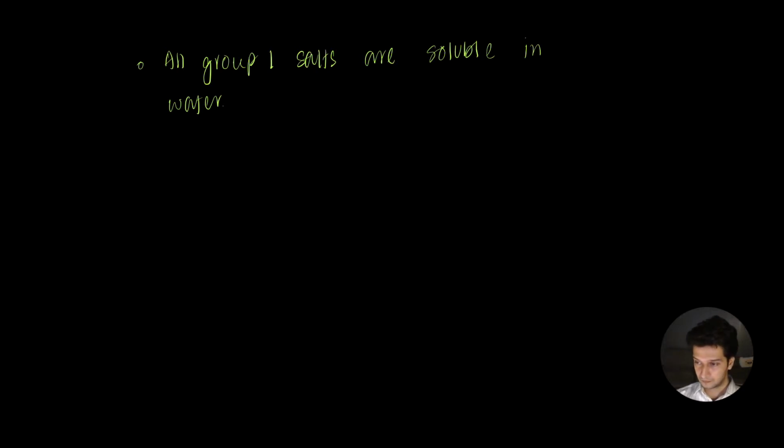All group 1 salts are, by all I mean like 99.99% of them, soluble in water. Most, if not all of them, all group 1 salts are soluble in water. ठीक है. Does this make sense?